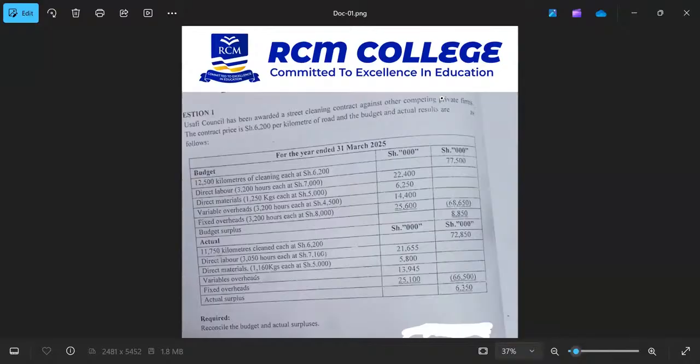So then we are given a very, very serious question here. You know, I've marked this paper for so long, especially when I was young. Nowadays, I don't mark. I'm past the expiry date. So I know this kind of question, the one where they tell you to reconcile the budget and the actual surpluses. This could easily come, and whenever it comes, so many students are not able to get anything. And I can prove to you.